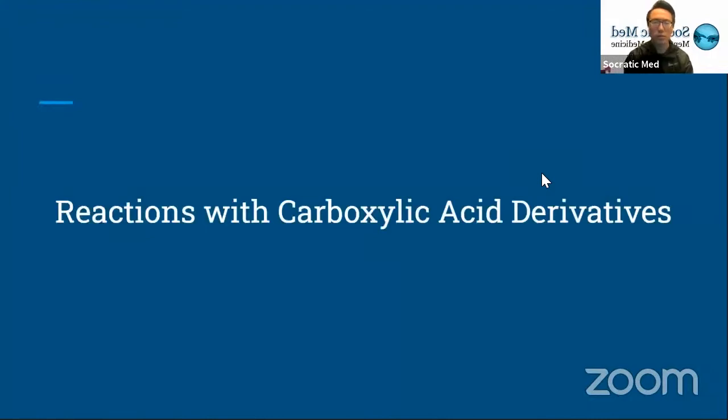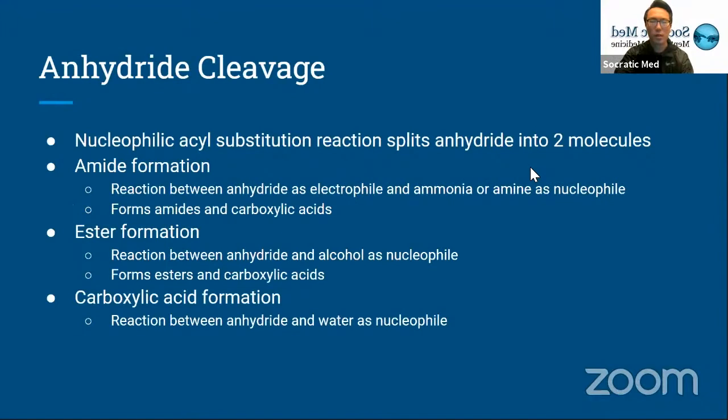So just some reactions involving carboxylic acid derivatives. First, I'm going to go over anhydride cleavage. This is when you react an anhydride with a molecule, and that causes the anhydride to split into two. So it's a nucleophilic acyl substitution reaction that splits the anhydride into two molecules.